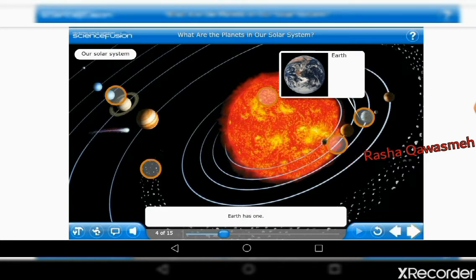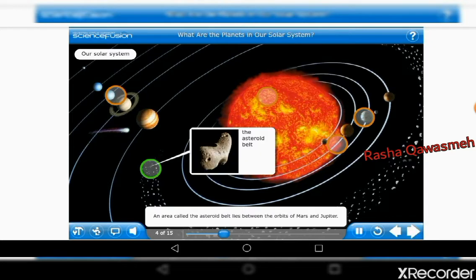Okay, now let's see asteroids. An area called the asteroid belt lies between the orbits of Mars and Jupiter. Asteroids are rocky bodies that orbit the sun. They're much smaller than Earth and are spread far apart from one another in the asteroid belt. To make it easier for you to see, we increased the size of the asteroids relative to the planets in this image. In reality, they are much smaller and farther apart. Do you see they're much smaller and farther apart? They don't have round shapes as well.